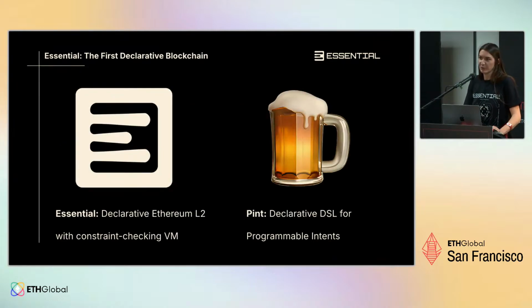Okay, so getting a little bit more specific about Essential, we're building an Ethereum layer 2. It's not based on any particular VM or existing stack. Rather, we're building a completely new VM from the ground up that is purely based on this constraint checking philosophy. But obviously, we will be interoperable with the rest of the blockchain ecosystem, other L2s, and posting blocks directly to L1 Ethereum.